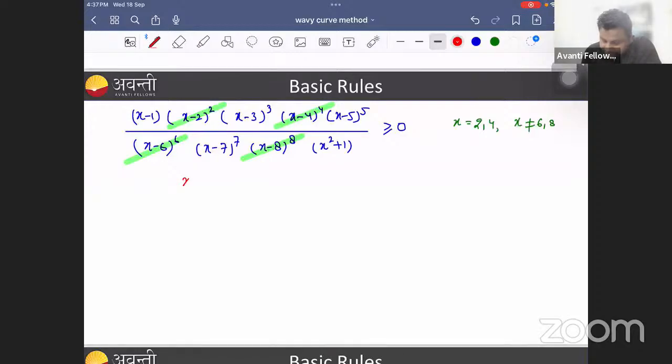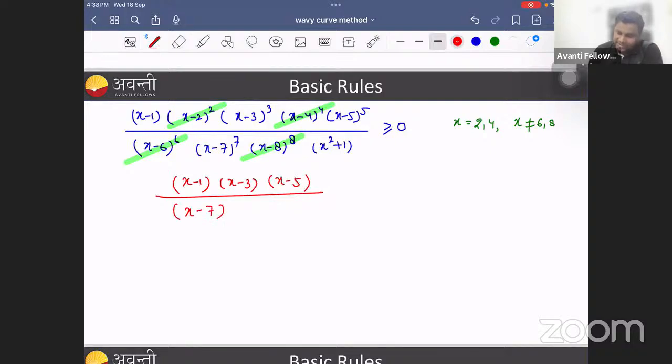(x minus 1), (x minus 3) power 3. Writing power 3 does not make any sense. x minus 3 is sufficient because whenever x minus 3 is positive, its power 3 is positive. Whenever x minus 3 is negative, its power 3 is negative. So writing x minus 3 is sufficient. Then (x minus 5) upon (x minus 7). Now if you see, x square plus 1 is also always positive. It does not have any real root and is always positive. So rule it out. It is more than or equal to 0.